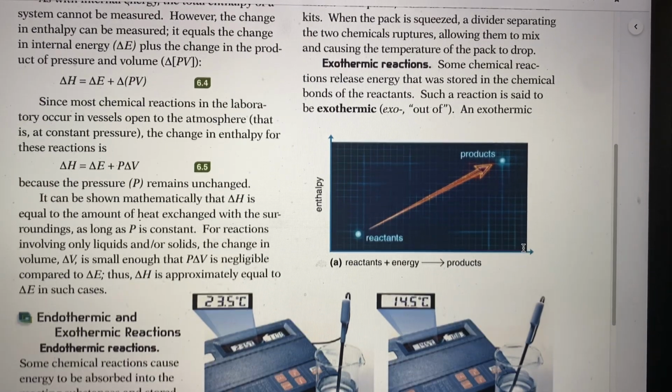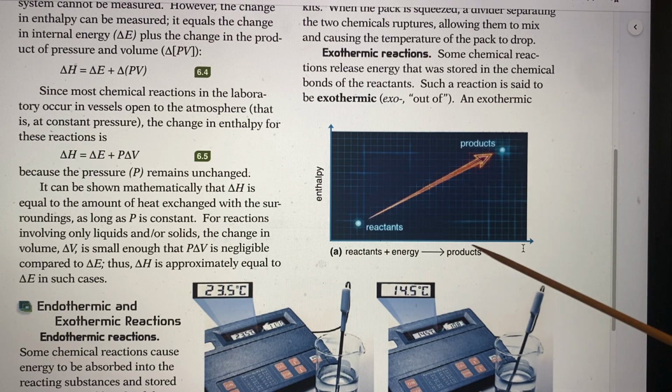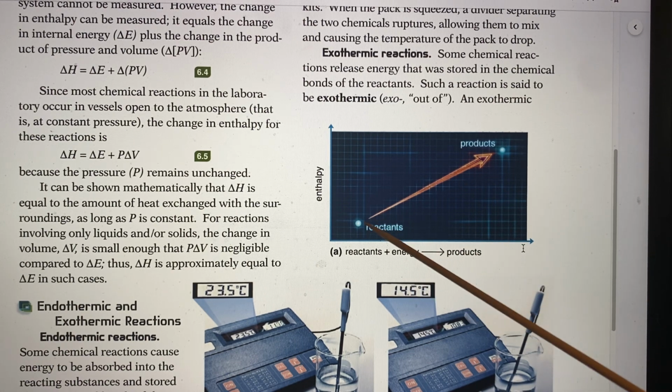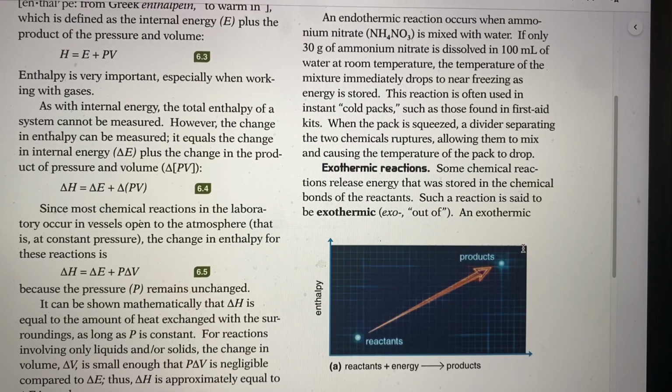So here's a picture of a scale of the enthalpy, with the reactants plus energy on one side and the products on the other. This is what we're going to talk about here: exothermic. Some chemical reactions release energy that was stored in the chemical. An exothermic reaction exits energy.